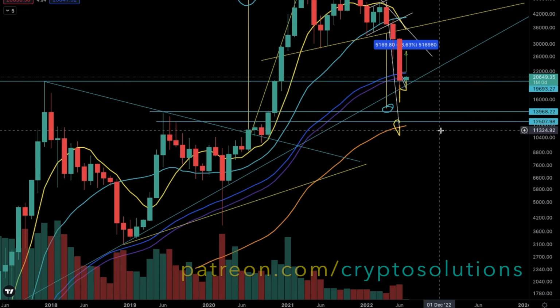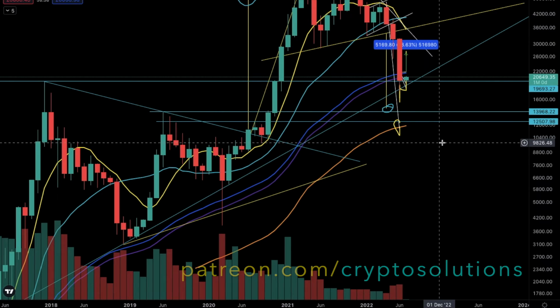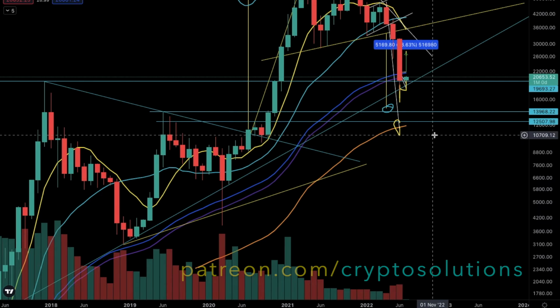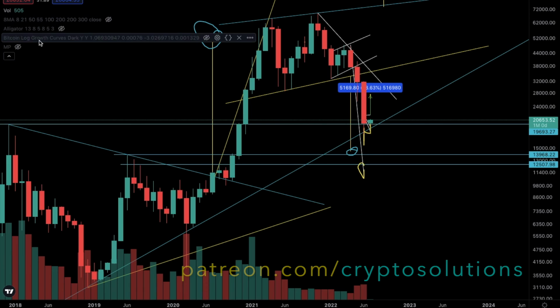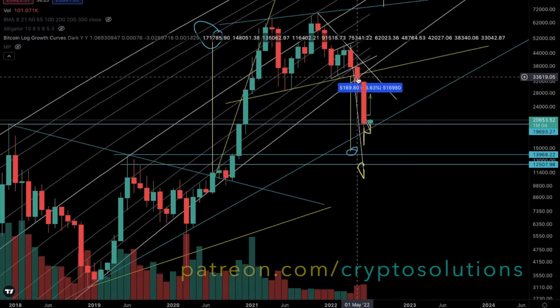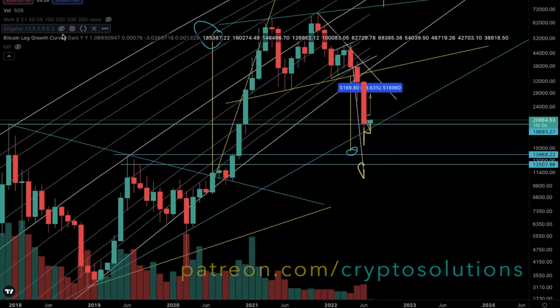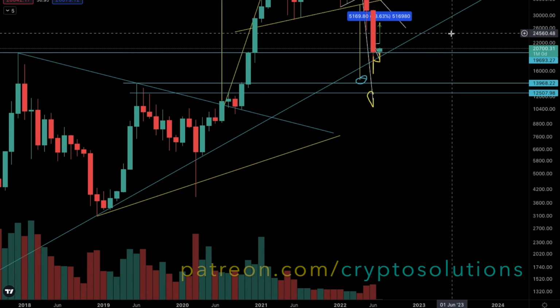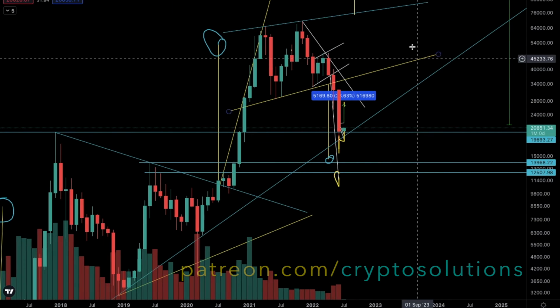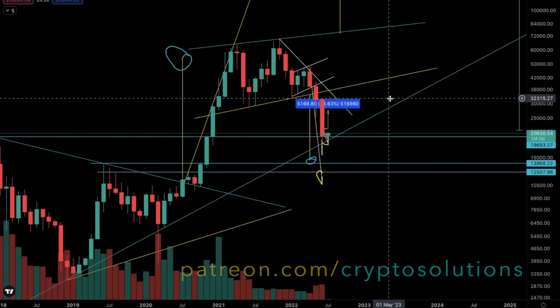And the worst case scenario I would say here would be around this $10,000 level, around this $9,800 level to this $10,000 level. That would be the huge support right there. Let's see here, and Bitcoin logarithmic growth curves, just continuation to the downside, bearish there. Yes guys, that's the big overview right there.